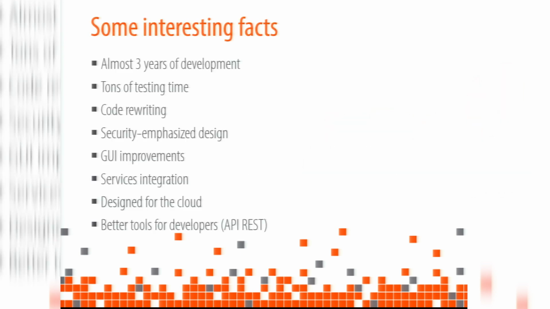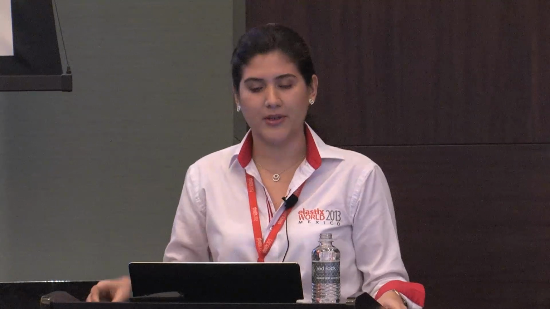So first of all, some interesting facts. For Elastix 3, we have had almost 3 years of development. I remember that back in 2012 at the Elastix World in Madrid, I did a small introduction to what was upcoming for Elastix 3, which was not even in alpha, or I think we released the alpha back then, but it's been almost 3 years of development. Because it took a lot of code rewriting, and we also had tons of testing time, probably over 1.5 years of testing.